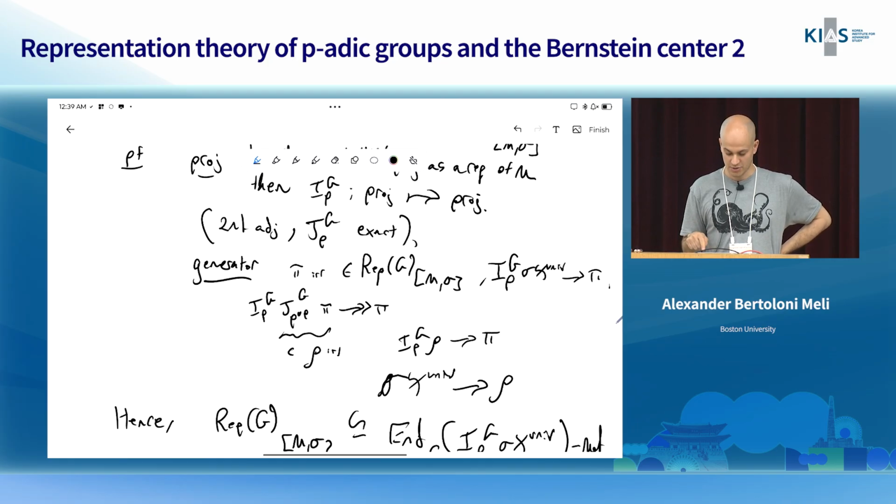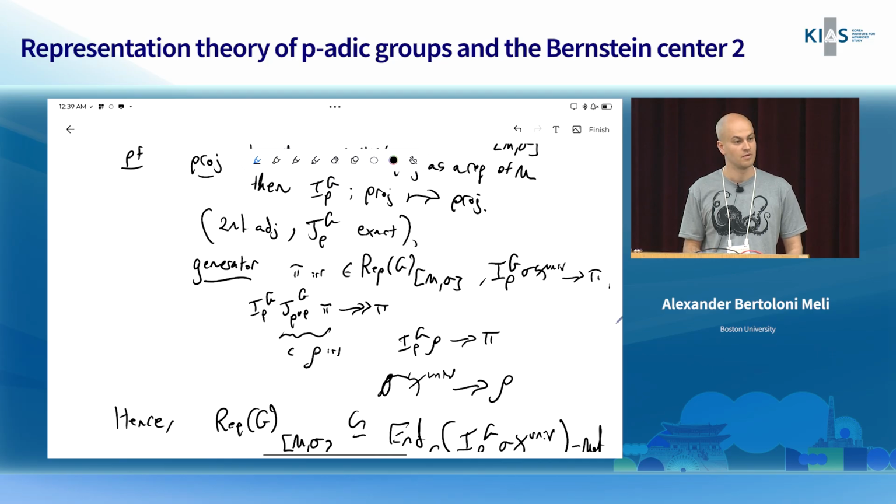And so explicitly, because the induction from P to G of rho maps to pi, you won't be able to find a map from sigma chi univ to rho unless pi is in the correct block.